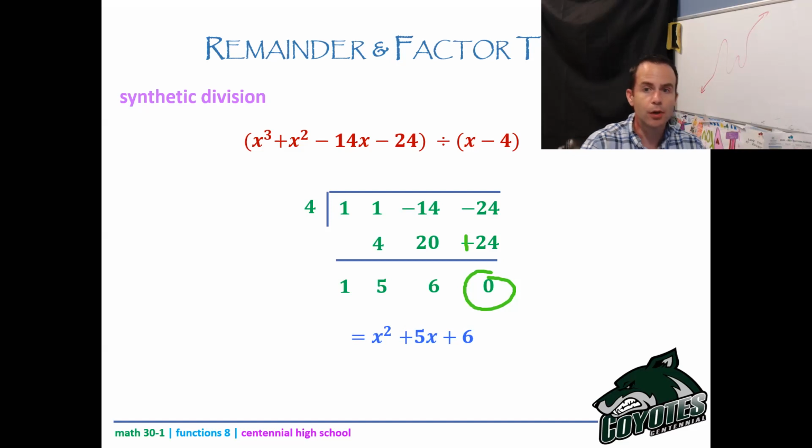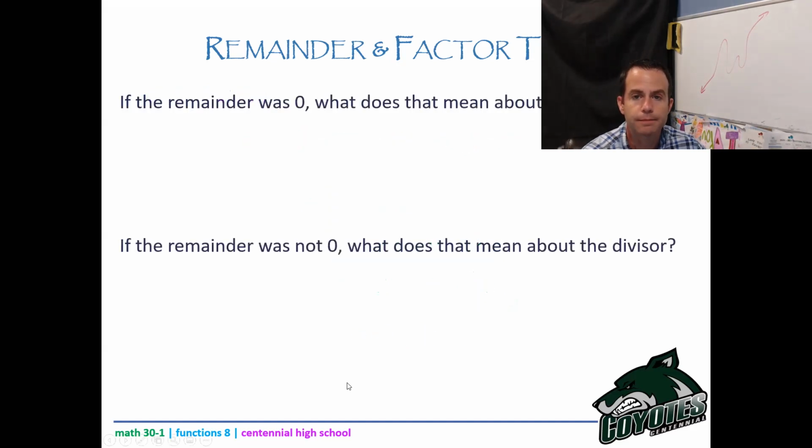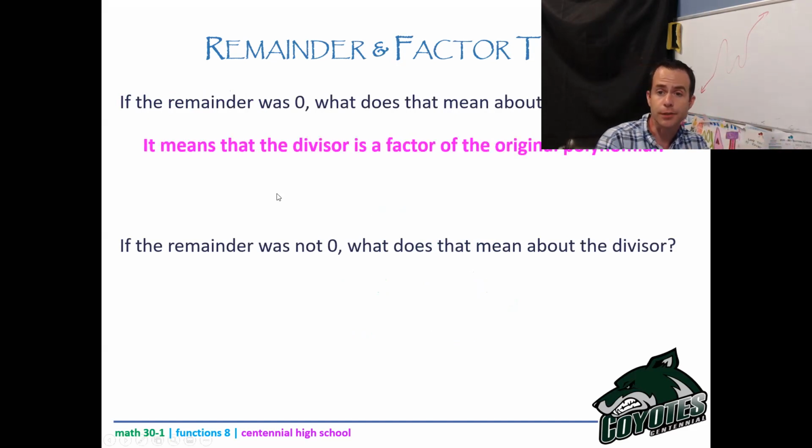Okay, so we have talked about long division and synthetic division. So these are two different ways to divide a polynomial by a polynomial. If the remainder was 0, what does that mean about the divisor? We've already talked about that. It means that the divisor is a factor of the original polynomial. If the remainder is not 0, what does that mean about the divisor? It means it's not a factor.